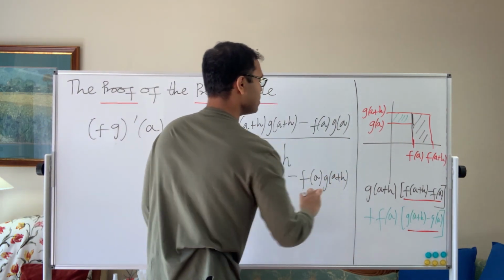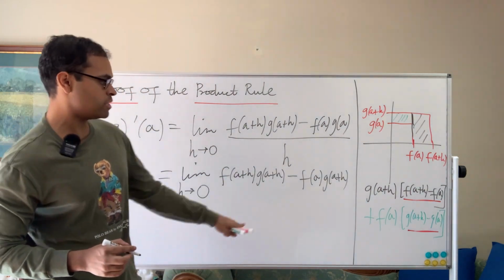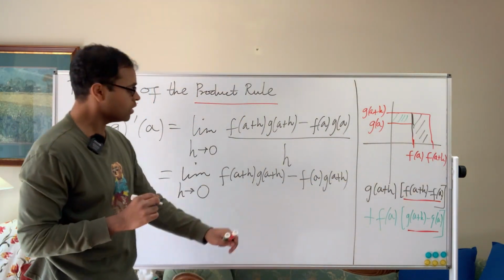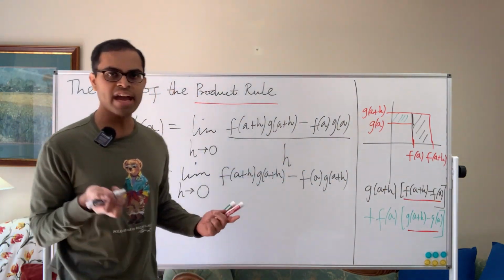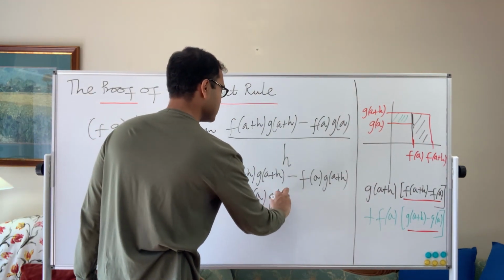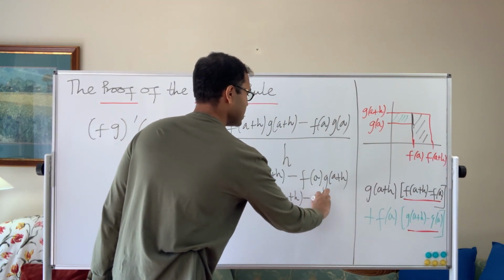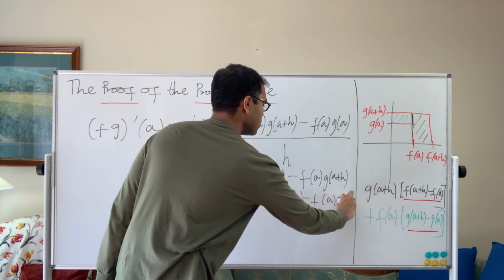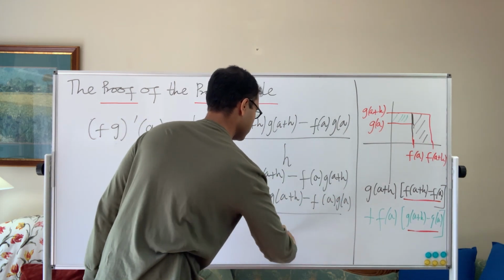So I'm subtracting a new term, f of a times g of a plus h, which is coming there as well if you like. But now I have to add it on. Because I've subtracted it, I have to add it on so that it cancels off. So you get f of a times g of a plus h minus f of a times g of a. And the whole thing is going to be divided by h.